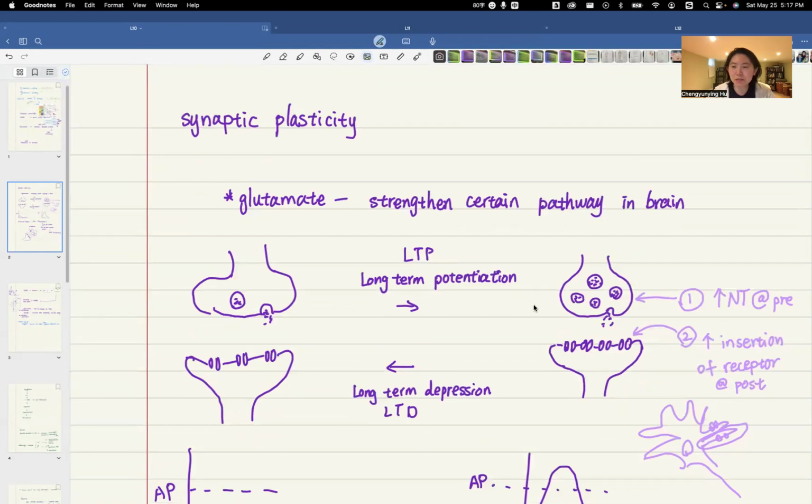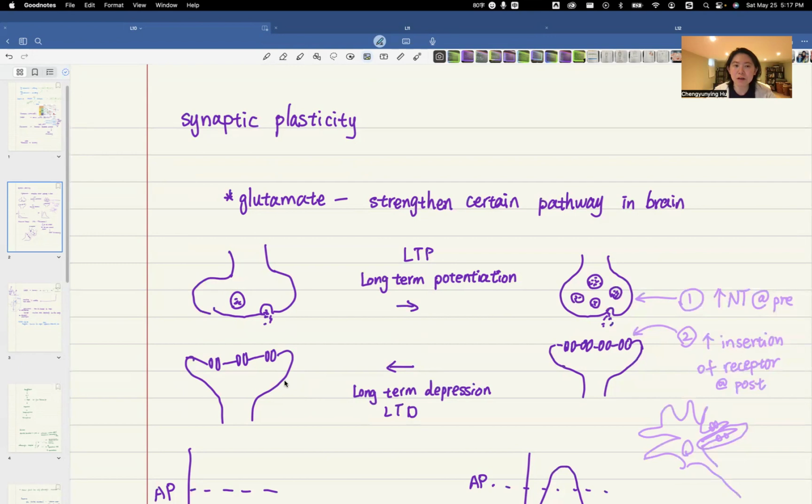If we repeat something more, the enhancement is called long-term potentiation. And if we don't repeat it and over time this pathway is slowly, we say depressed, it's the process of we produce less glutamate and some receptors are removed. So that's called long-term depression.